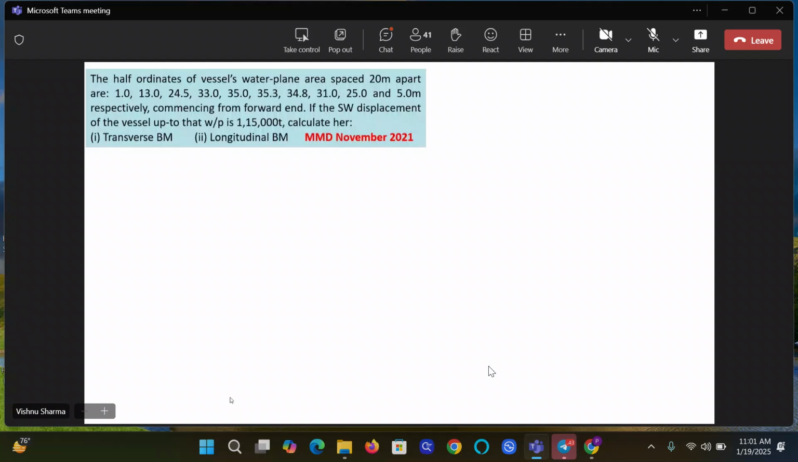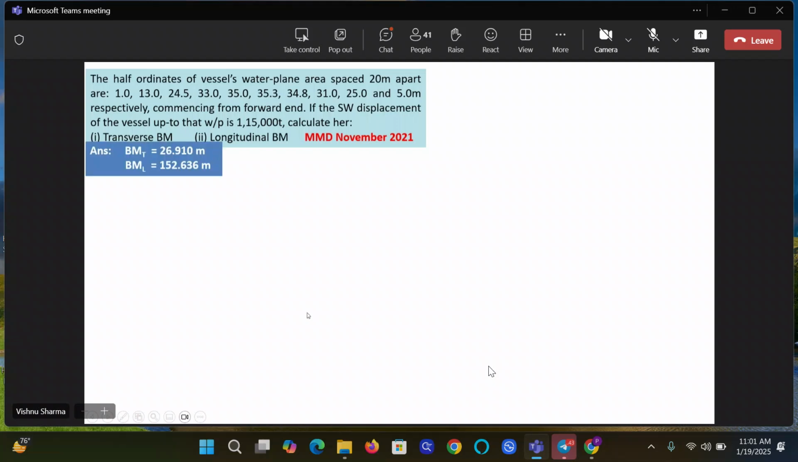So now here is this question. The half ordinates of the ship's waterplane area spaced 20 meters apart, that means h is 20 meters, 1, 2, 3, 4, 5, 6, 7, 8, 9, 10 of them are given, commencing from the forward end. If the seawater displacement of the vessel is 1,15,000 tons up to this waterplane, calculate her BM transverse and then the BM longitudinal.